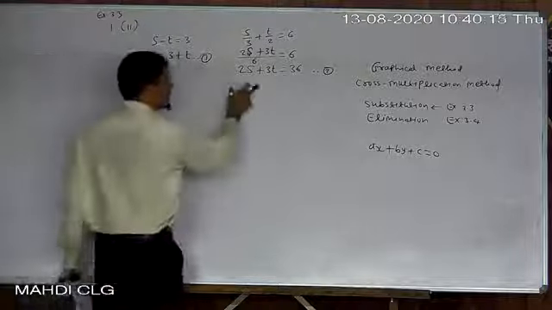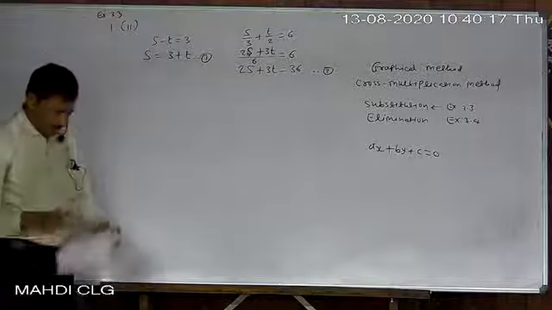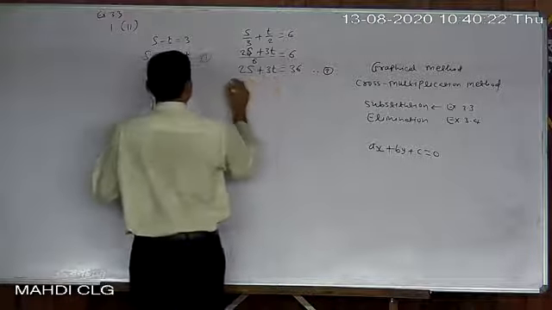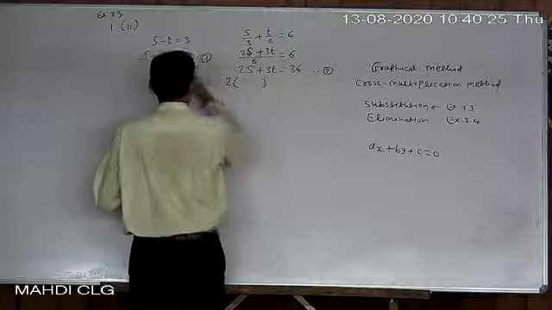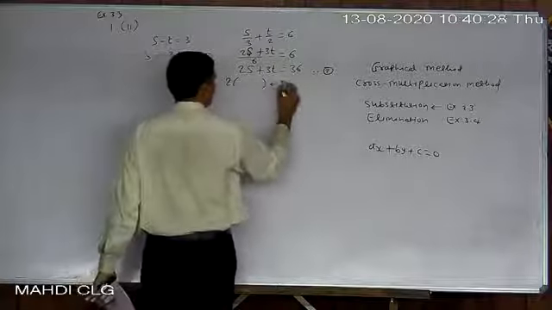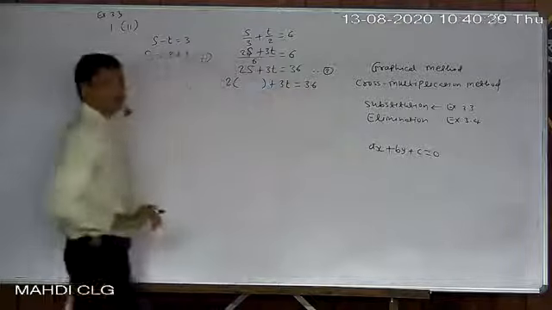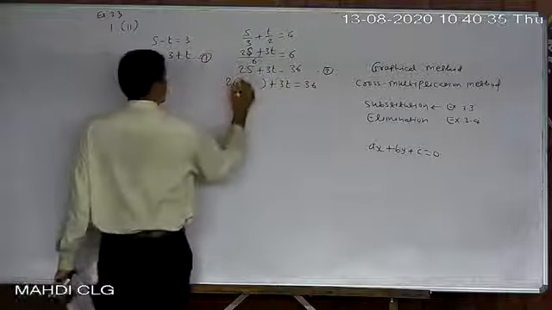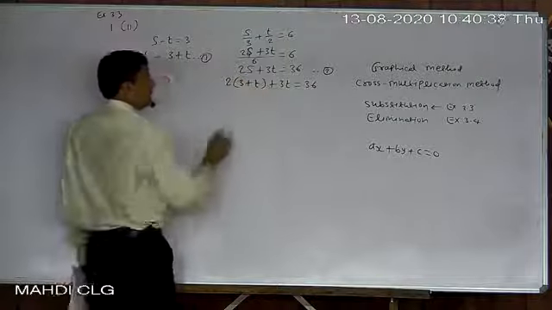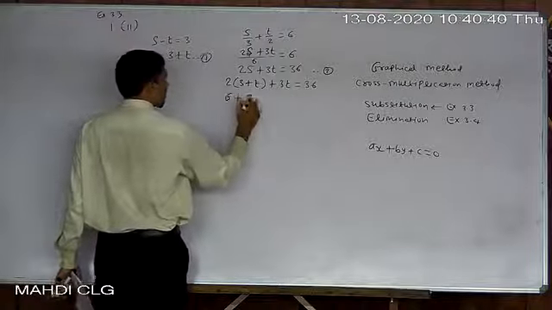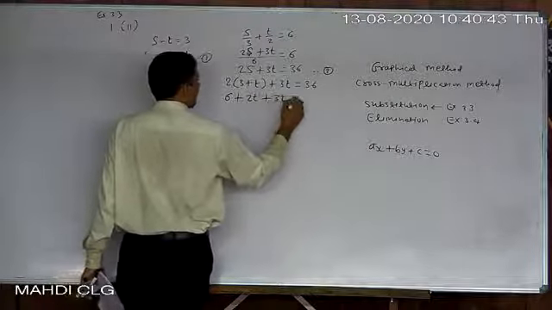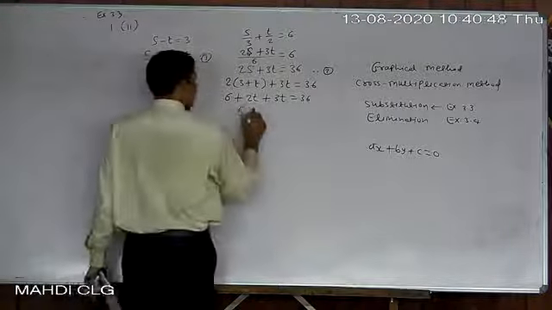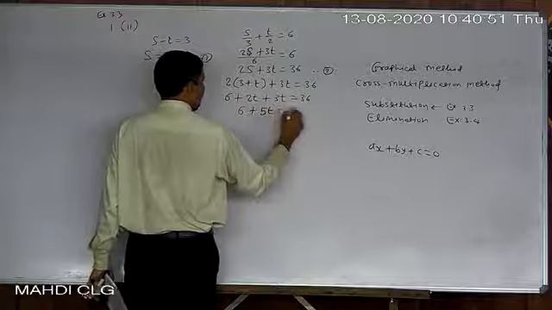Now use that one here. Nothing is new, it is the same. So 2 in place of s I have to write something. 3t as it is and 36 as it is. Only I have to replace s by equation number 1. So write down here 3 plus t. Now just open that bracket. So 6 plus 2t plus 3t equal to 36. So 6 plus 5t equal to 36.